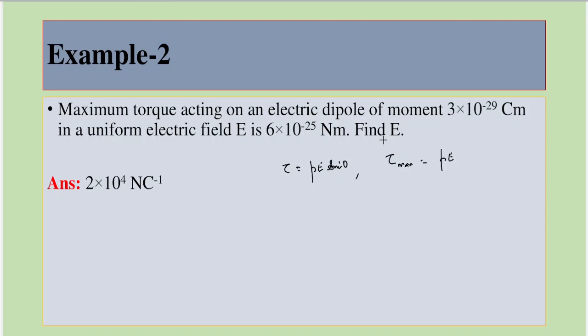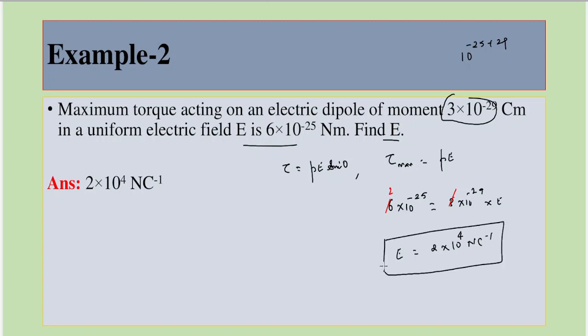Here, question says find the electric field, and here the dipole moment, that is p, is given. Torque is given as 6 into 10 power minus 25, that is what torque is. It is equal to p, which is 3 into 10 power minus 29, into E. From here, E is equal to 2 into, if you bring this down, it becomes 10 power minus 29. Take it on top, it becomes 10 power minus 25 plus 29, that is 10 power plus 4 Newton per coulomb. This is the required answer.